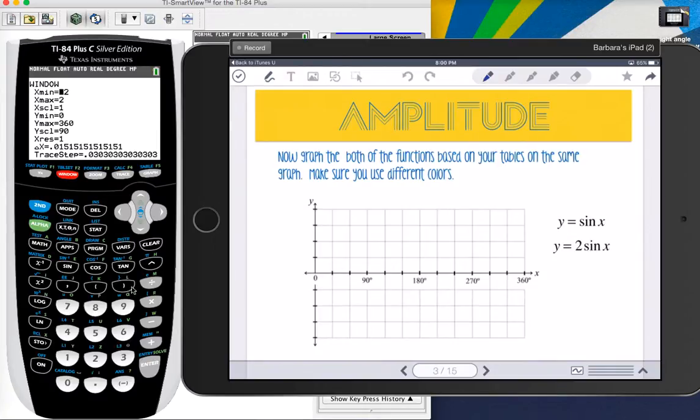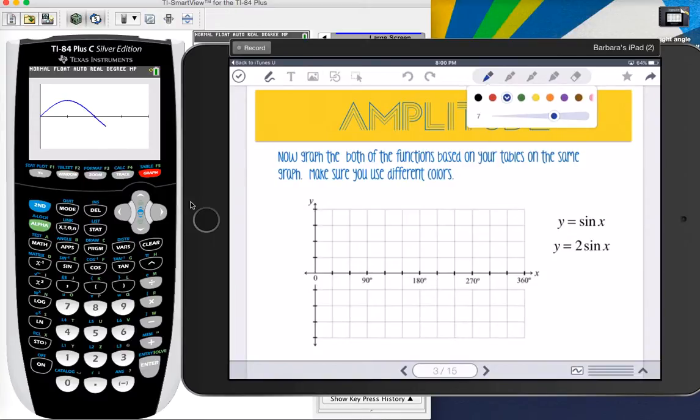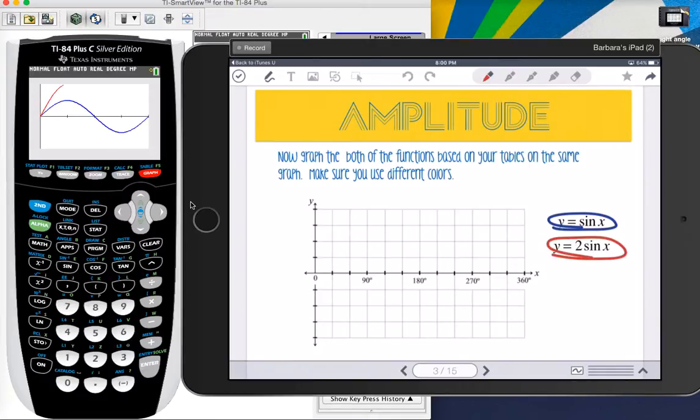Sorry, I made a slight error here. It's 0 to 360 on your x-axis, and you're going up by 90s. And then our y's are between -2 and 2. There we go. The blue one is going to be our sine of x, and our red is going to be our 2 sine of x.